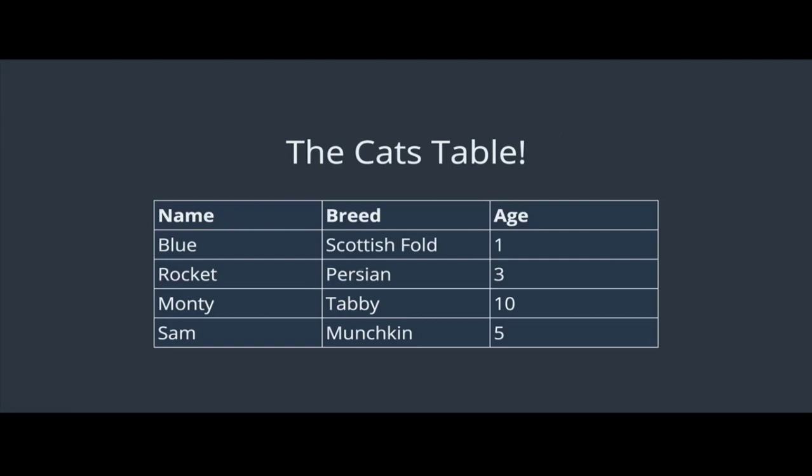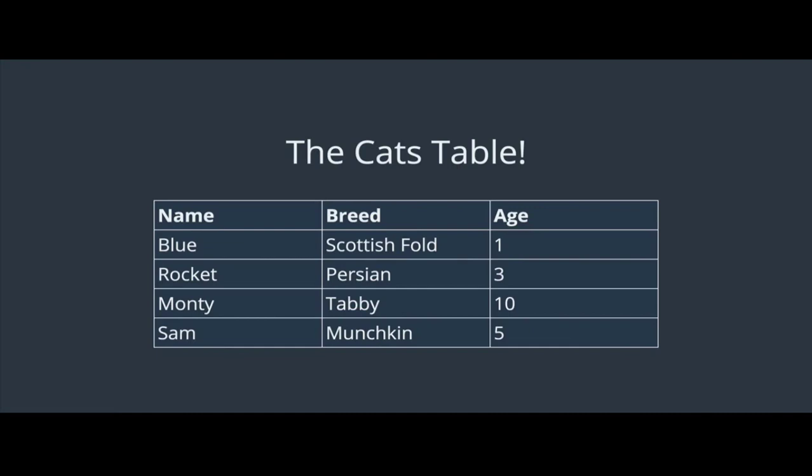So I've put a couple of cats in here. We've got Blue, who's a Tuxedo, who's 1 year old. That's my cat. I've got Rocket, who's Persian, who's 3 years old. Then Monty, who is a Tabby, who is 10 years old. That is my childhood cat. He's kicking and biting people. We've got Sam, who is a Munchkin. If you don't know what the breed is, look it up, they're pretty hilarious. They have really stubby legs. He's 5 years old also.